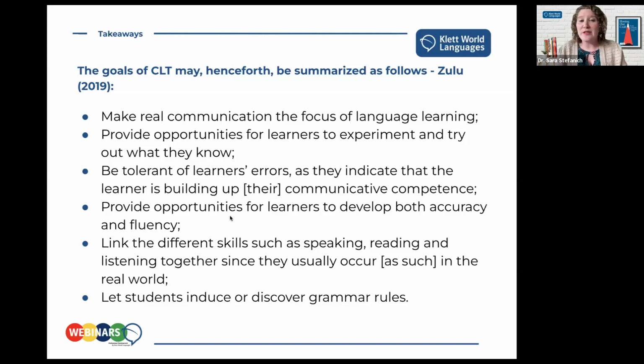We provide opportunities for learners to develop both accuracy and fluency. Link together those different skills, such as speaking, reading, writing, and listening, since they usually occur as such in the real world. And I really like that, as you can see in some of the examples, where we do a reading activity, and then there's a speaking activity, and then there might be a listening activity, and then a writing activity. These different skills and modes of communication naturally flow and go back and forth in our real life. And so we want to emulate that if we can in the classroom as well.